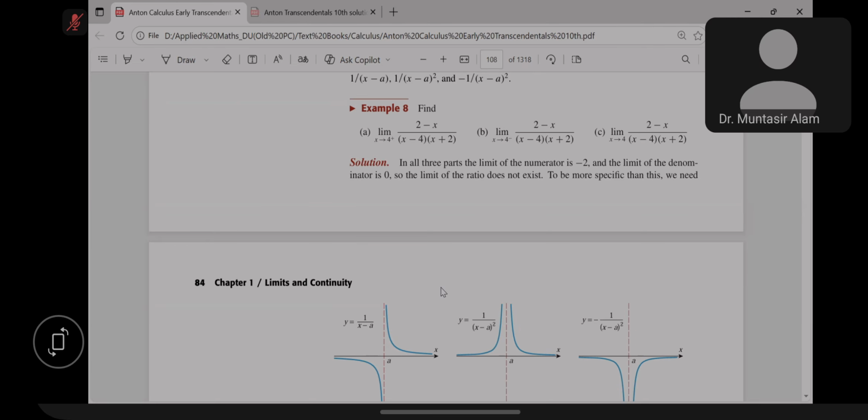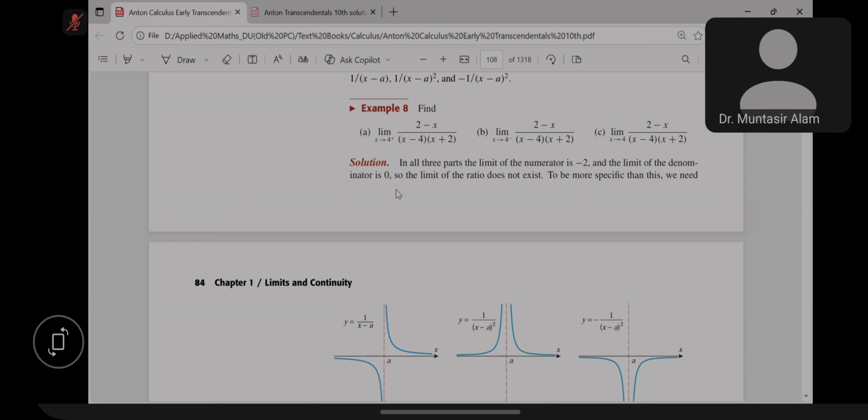To justify the point, we need to check the sign of each of the factors related to this function. There are actually three factors in the given function. One factor is in the numerator part, which is 2 minus x. In the denominator part, there are two factors: one is x minus 4, another one is x plus 2.